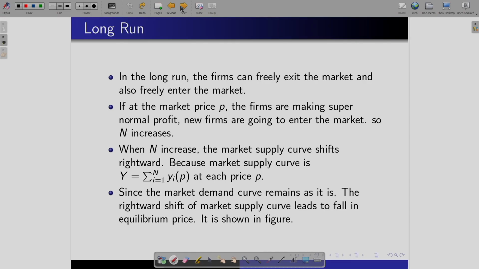Hello, welcome to this course, Introduction to Market Structures. Today we will first do the long run in a perfectly competitive market.